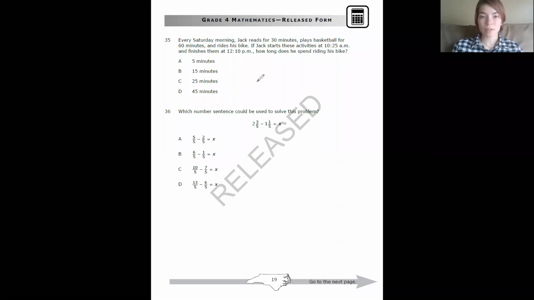Every Saturday morning, Jack reads for 30 minutes, plays basketball for 60 minutes, and rides his bike. If Jack starts these activities at 10:25 a.m. and finishes them at 12:10 p.m., how long does he spend riding his bike? So let's assume that he reads first. If he starts at 10:25 and reads for 30 minutes, he's going to finish reading at 10:55.